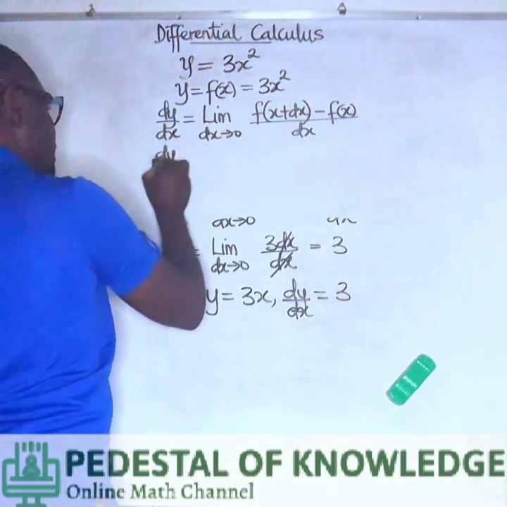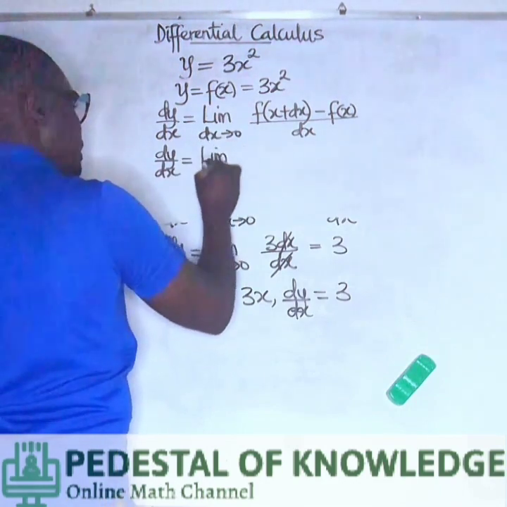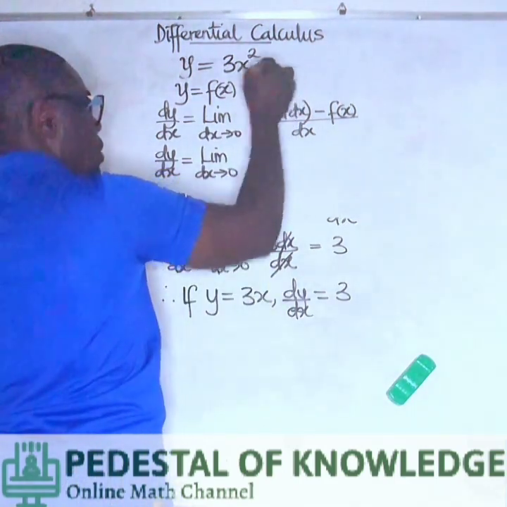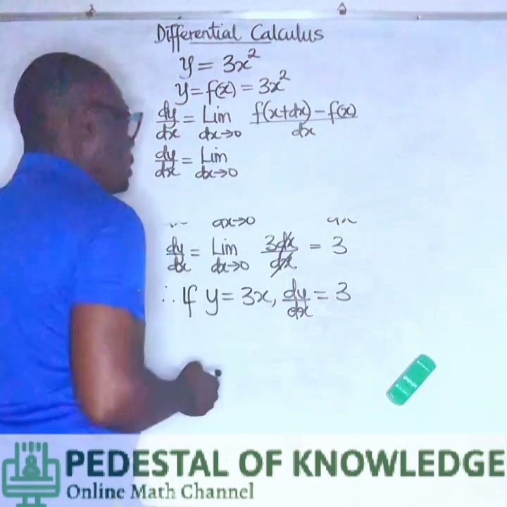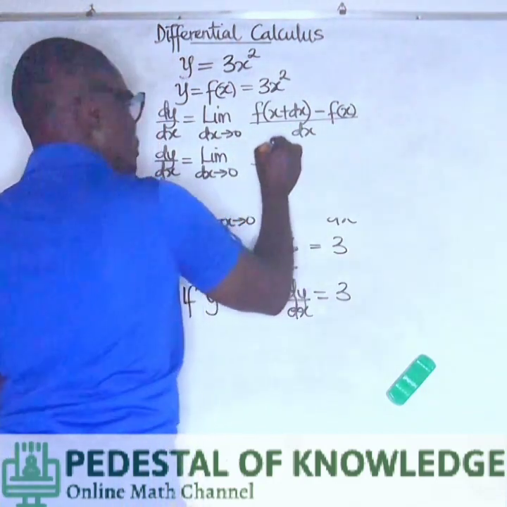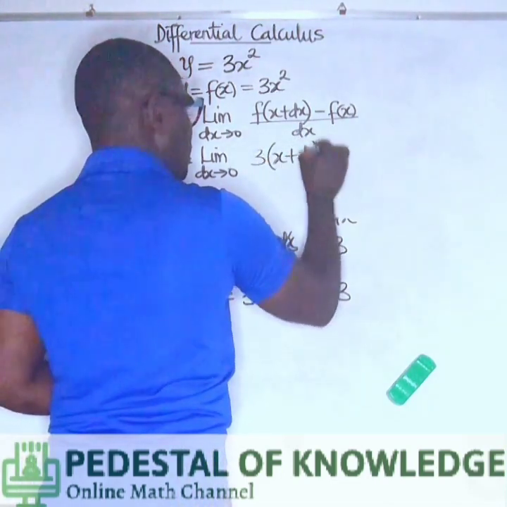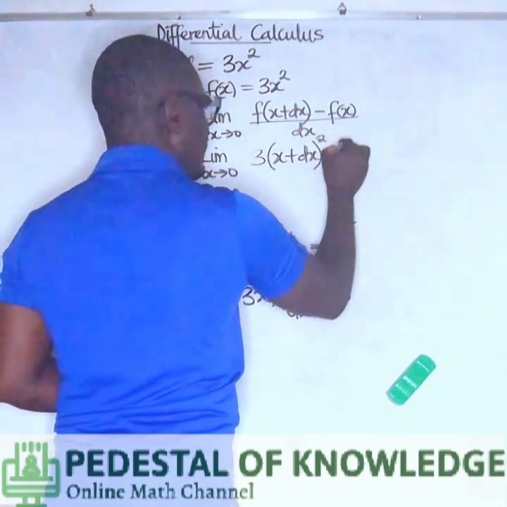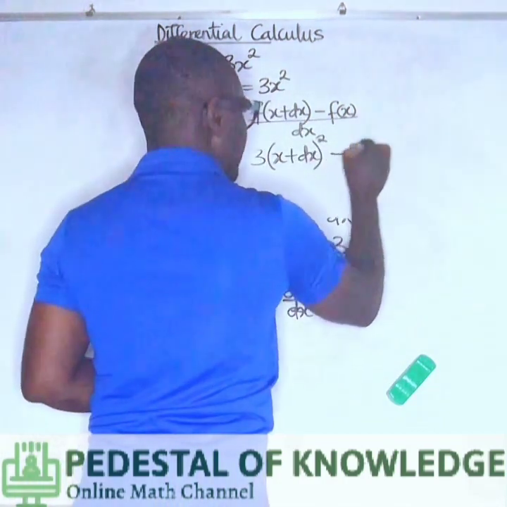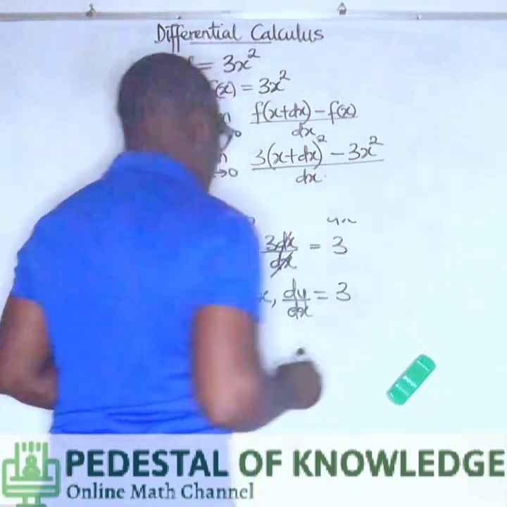Alright, so we continue. dy dx is equal to the limiting value as dx approaches 0. In this expression, anywhere we see x, we're going to replace it with x plus dx. So it becomes 3 into x plus dx. Remember, we're going to square it. Then minus f of x, which is already given to us as 3x squared, divided by dx.